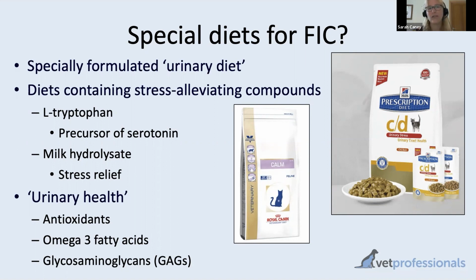So you may have heard, for example, of Royal Canin's Calm diet, Hill's c/d Stress diet, and both of these contain nutritional supplements that actually have an effect on stress in cats. So the L-tryptophan, as listed on this slide, interacts with the serotonin receptors, so has sort of similar happy feelings as a result of that. Milk hydrolysate, alpha-casozepine, interacts with one of the GABA receptors, so again can have anxiety alleviating impact.